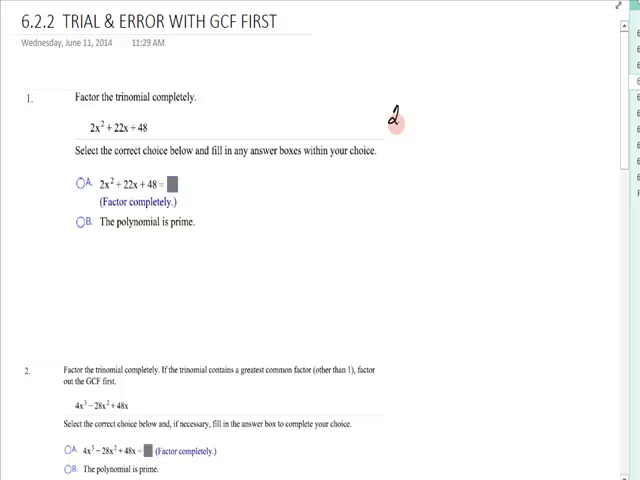All right, suppose I have 2x squared plus 22x plus 48. If I ask you to factor the trinomial completely, you must always look and scan, is there a common factor? And the answer is yes. 2 goes into all of those. So I will first factor out the 2. And remember, this is what you're doing. 2 goes in there, x squared times. 2 goes into the second term, 11x times. And 2 goes into 48, 24 times.